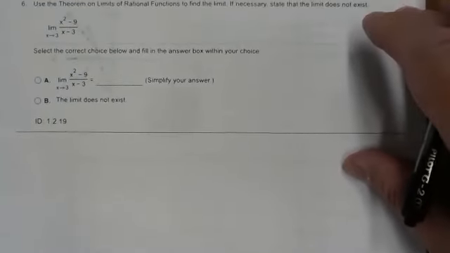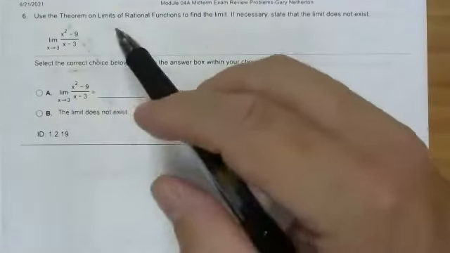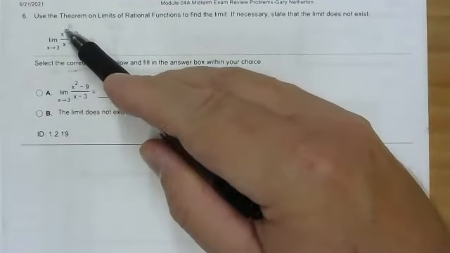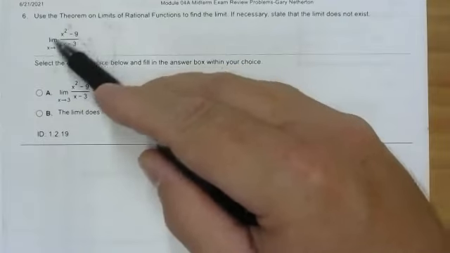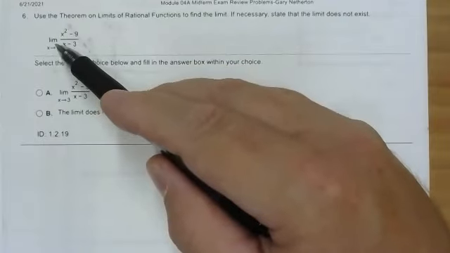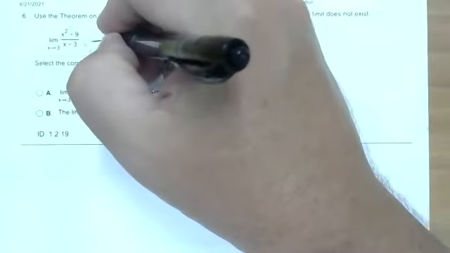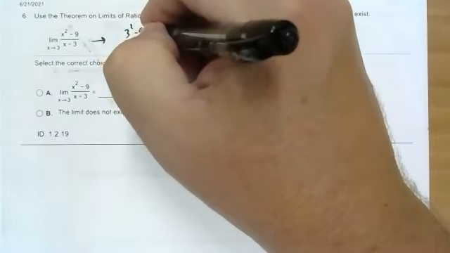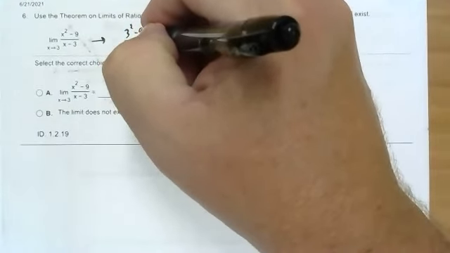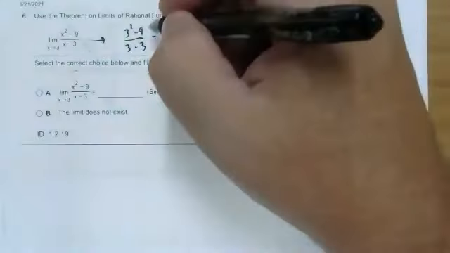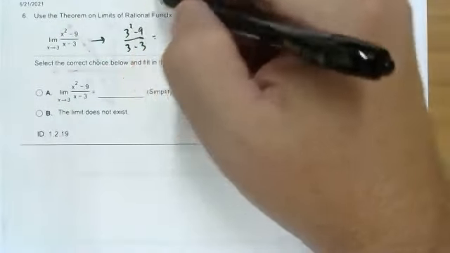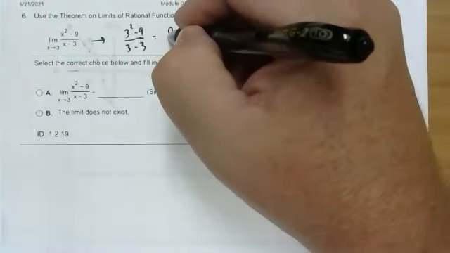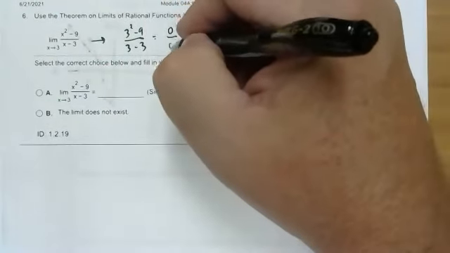And here's another one. Same instructions, now with a limit as x approaches 3 of x squared minus 9 over x minus 3. First step's always the same. I'm going to plug in 3 for x and see what happens. So you got 3 squared minus 9 over 3 minus 3. So 3 squared minus 9 is 9 minus 9. You get 0 on the top, 3 minus 3, 0 on the bottom.